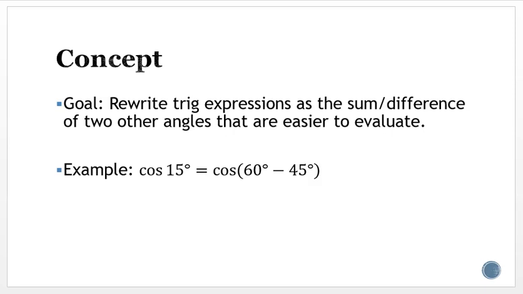The idea behind this concept is that we're going to learn how to evaluate something like cosine of 15 degrees by breaking it down as the sum or difference of two other angles that are on the unit circle. Cosine of 60 and cosine of 45 are both angles we can evaluate using the unit circle. So if we think of 15 as 60 minus 45, we're going to use the formulas on the next slide to break it down using those computations instead.